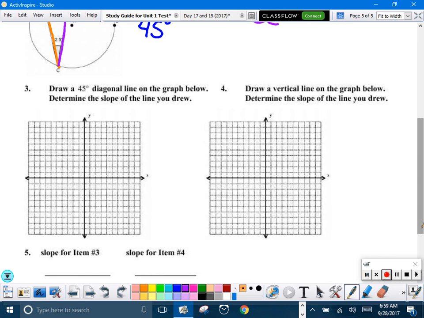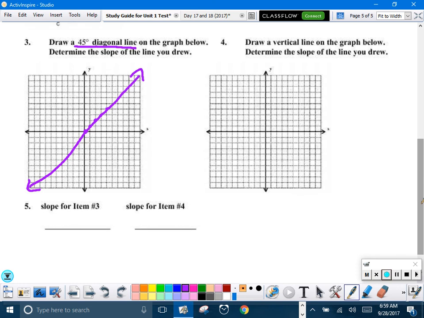All right, now the next one. This is where I was telling you to be cautious. Read. Draw a 45-degree line, or diagonal, on the graph. You should start in the center, and 45 degrees means you're going up 1 over 1 like this. So it should go to the corner, and then it should go down to this corner. Whoops, a little crooked.